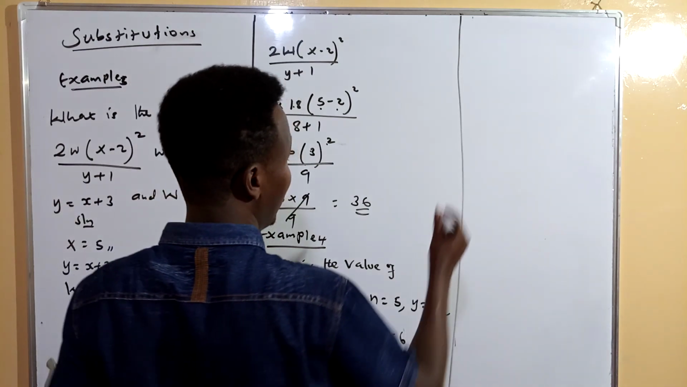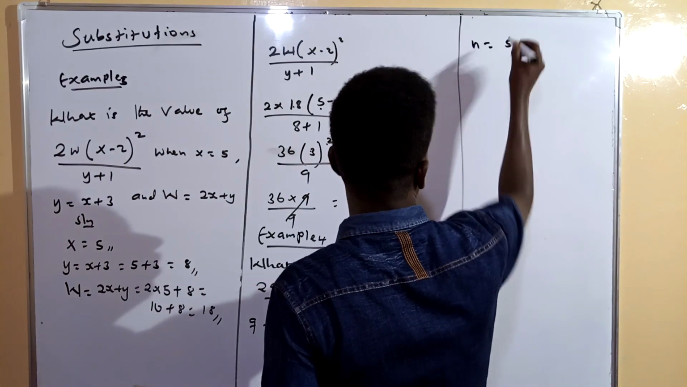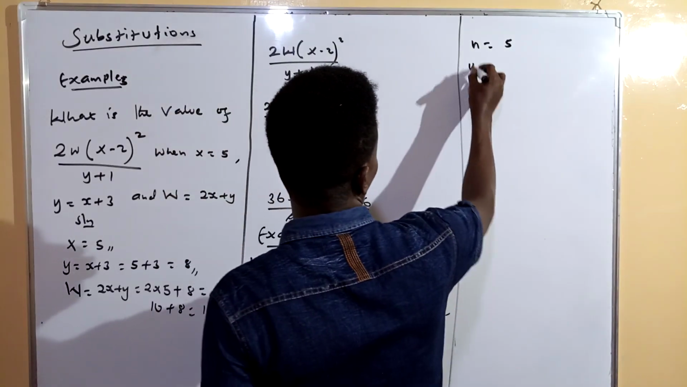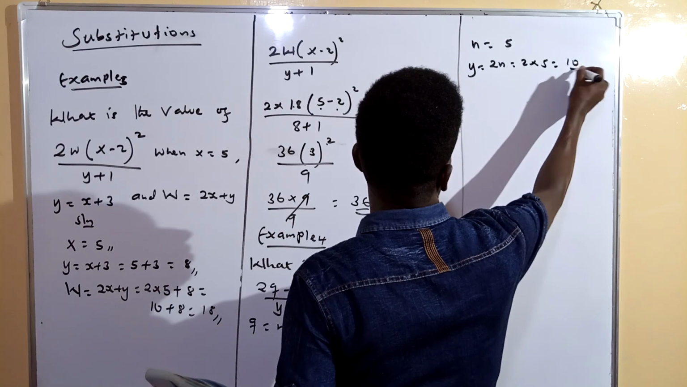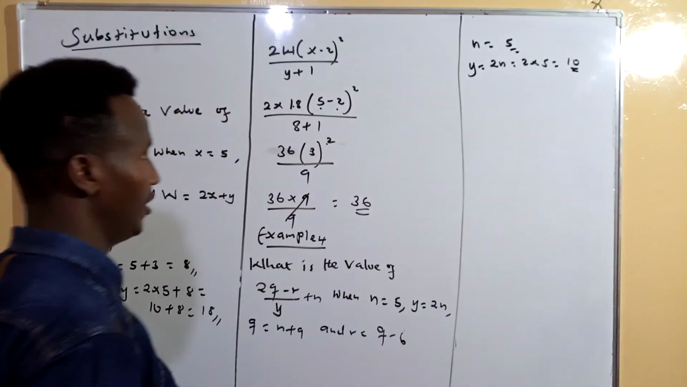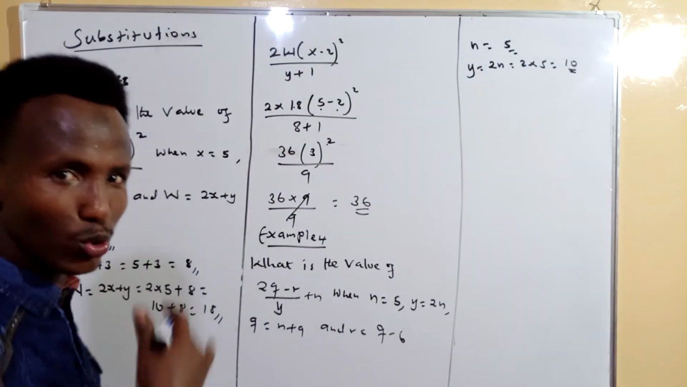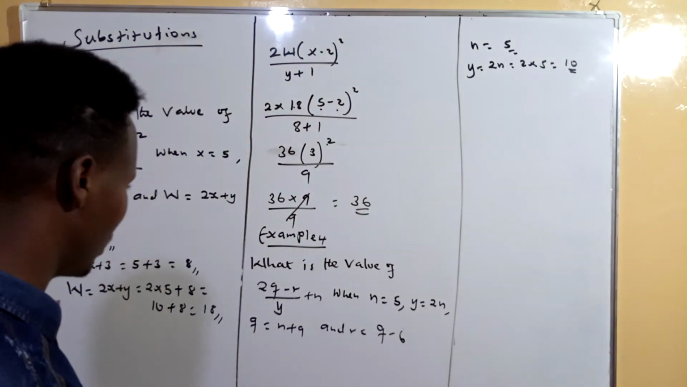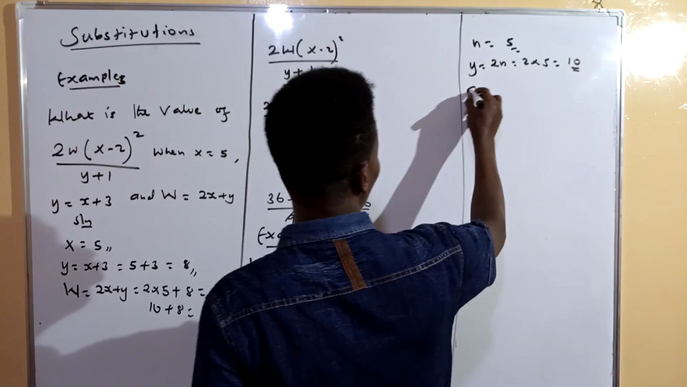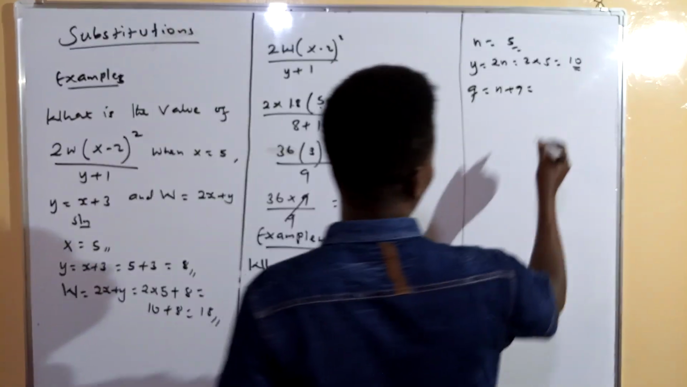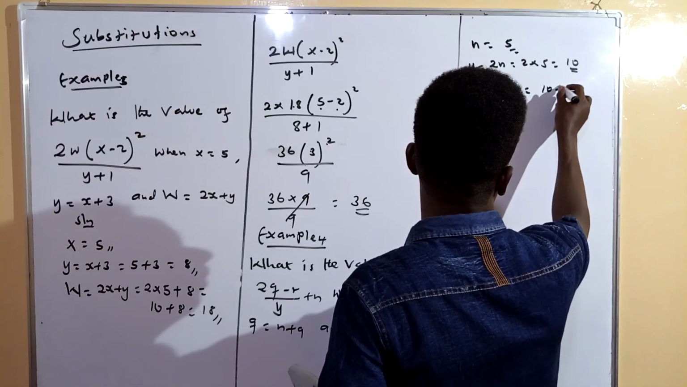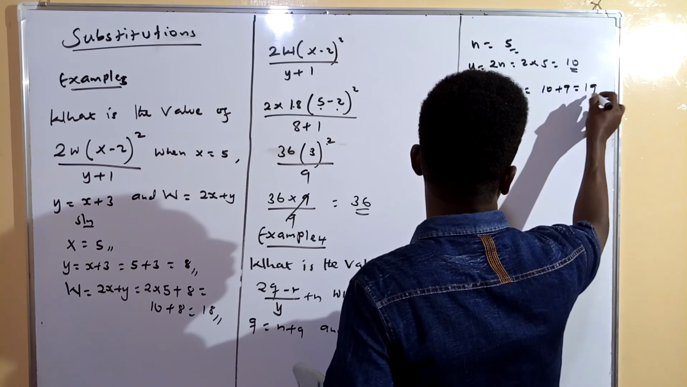We know that n is equal to 5. Then we are told y is equal to 2n. That means 2 times the value of n. That is 10. Y is equal to 2n means 2 times the value of n, and n is 5. Then you are told q is equal to n plus 9. So q will be, n is what? 10 plus 9, which is 19.